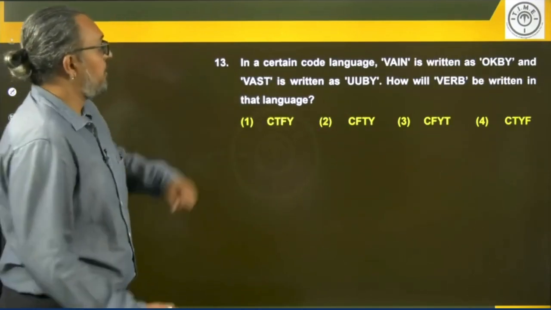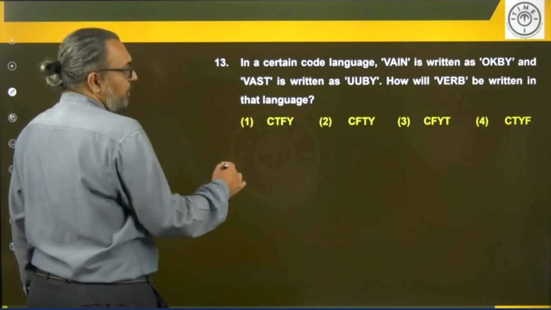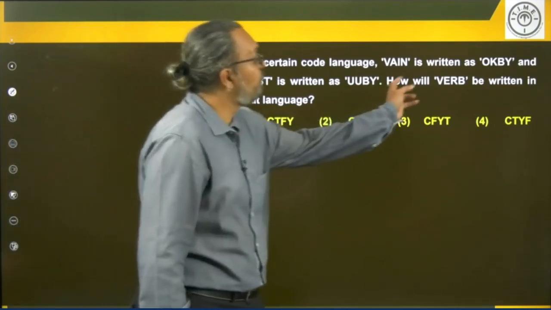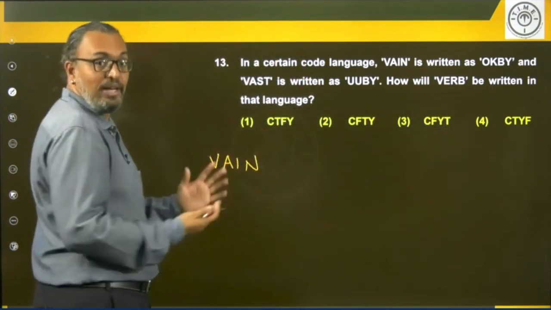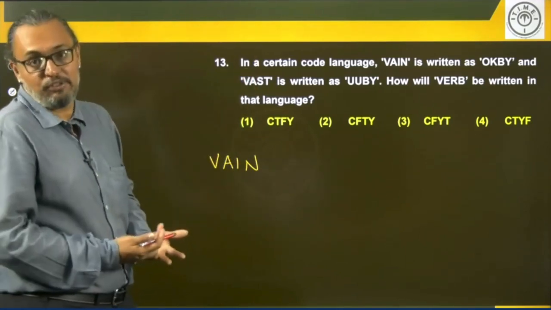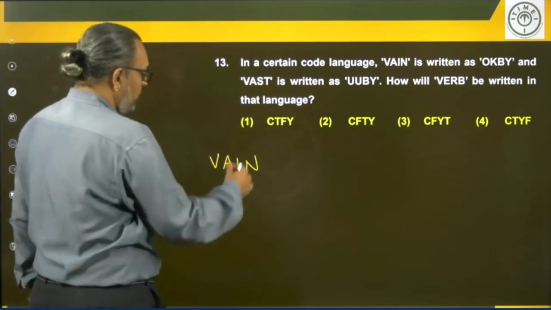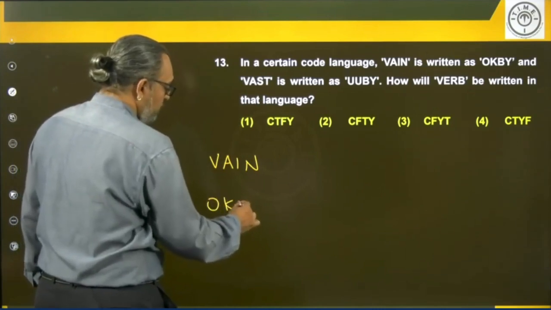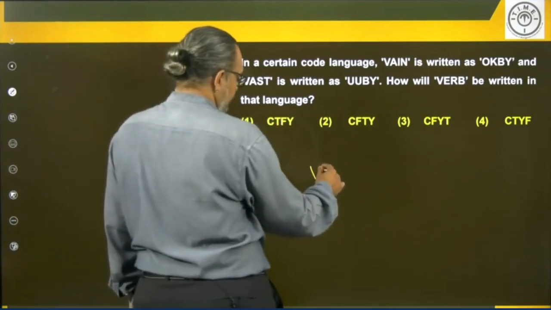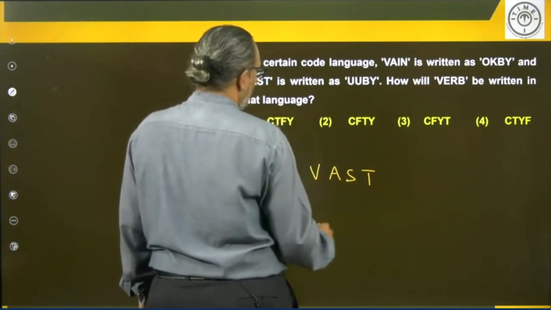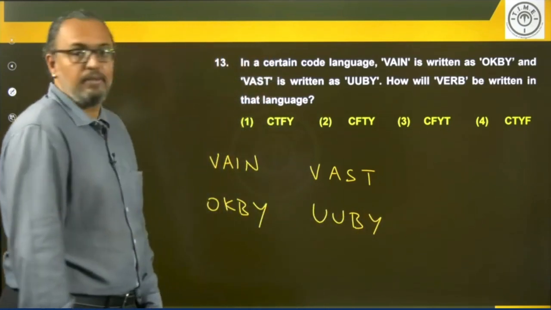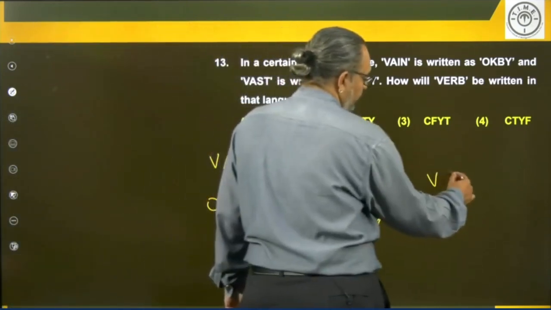Now we have, in a certain code language, Wayne is coded as OKBY. Correct? And then vast is coded as UUBY. Correct? And then how will verb be coded? So it all depends on how the question is asked. Maybe I need to get the logic here. If only one letter was asked, then you need to check which is repeated, which is not repeated, and move accordingly.